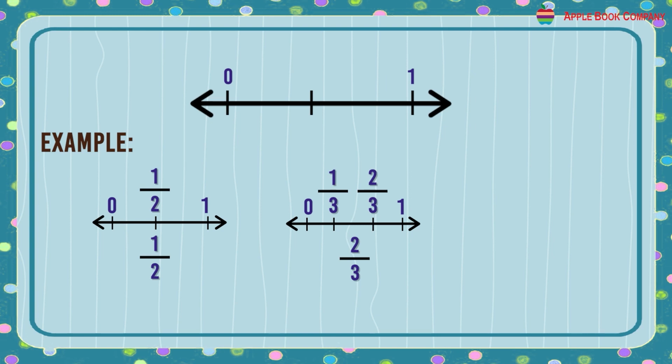Next, let's do 4 parts from 0 to 1. So write 0 on the number line on the left hand corner and write 1 on the right hand corner. Now divide this line into 4 equal parts. So the first part will be 1 by 4, the second part will be 2 by 4, the third part will be 3 by 4 and the fourth part is 1.